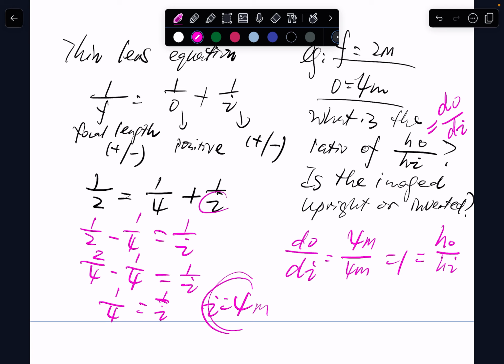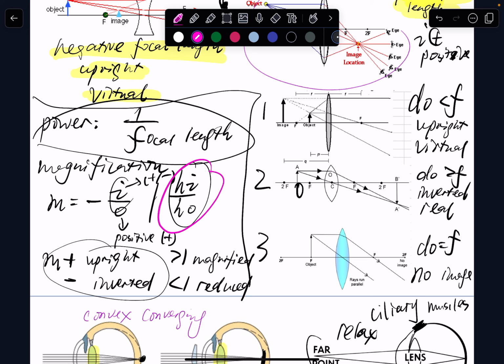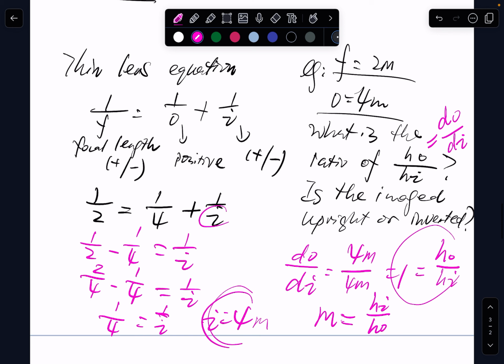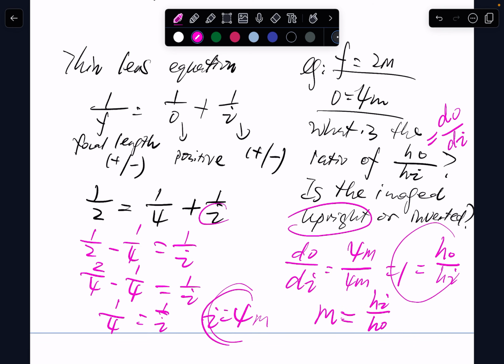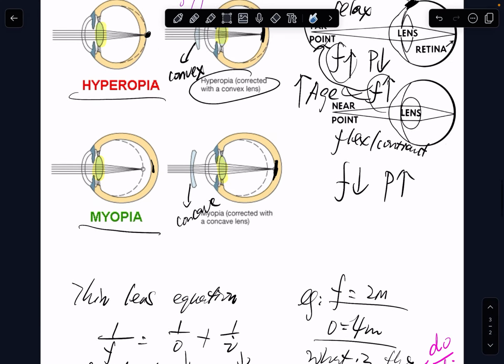And then is the image upright or inverted? We see that HO over HI is 1. But we know the magnification has this equal to HI over HO, remember here? So if HO over HI is 1, then HI over HO is also 1. And when it's positive, then it's upright. So in this case, the image will be upright. So this is how the thin lens equation is tested on the MCAT. It's really more nuanced and tricky than you have imagined. I hope that's helpful.